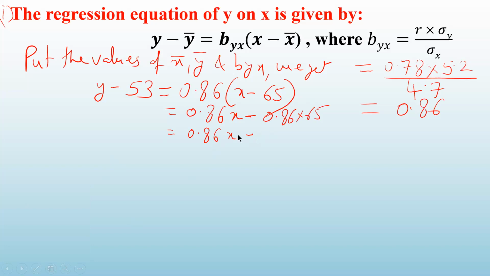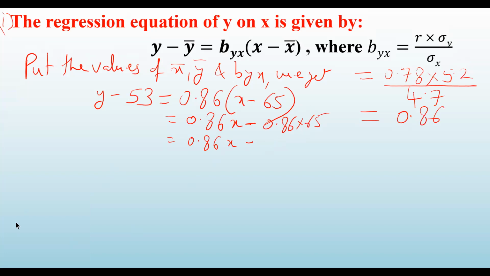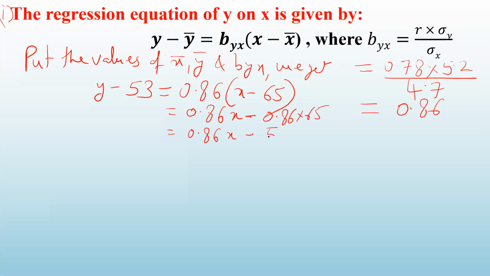0.86x minus 0.86 into 65. So you can do that by using the calculator. 0.86 multiplied by 65. That gives you 55.9. So this is 55.9. Okay. And what is your left side? It is y minus 53.